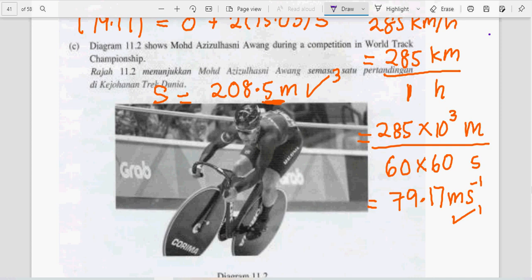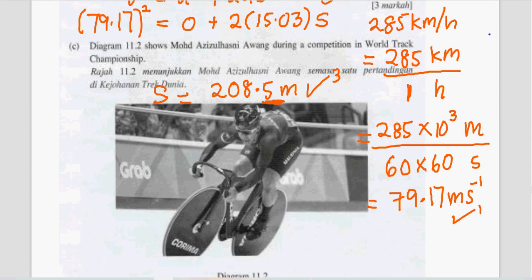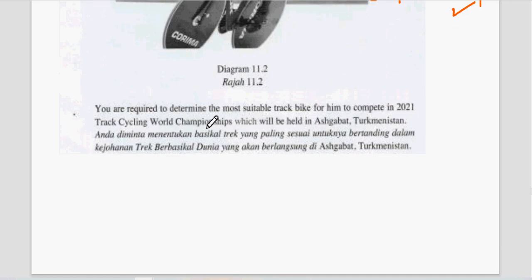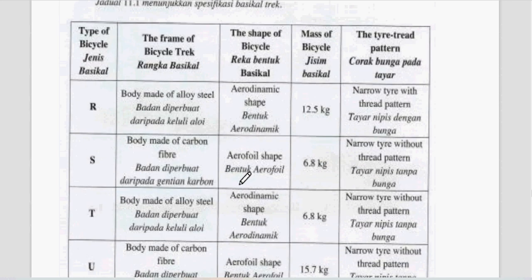Hopefully this is clear. Okay, diagram 11.2 shows Muhammad Azizul Hasni Awang. Okay, congrats to him. Dah mengharumkan nama Malaysia, right? During a competition in the World Track Championship, you are required to determine the most suitable track bike. We want to help him compete in the 2021 Track Cycling World Championship held in, I don't know how to pronounce this. Tak apa, we focus on the question.